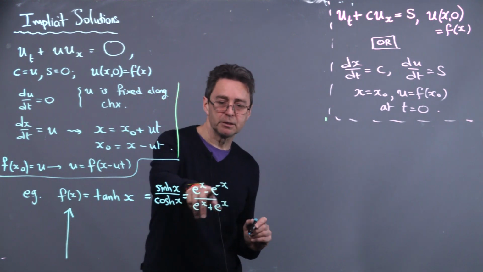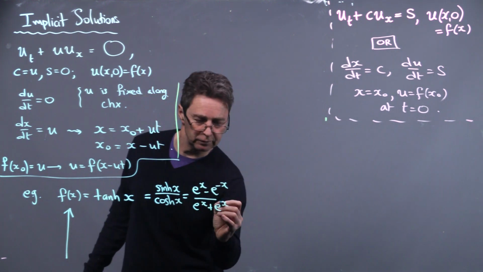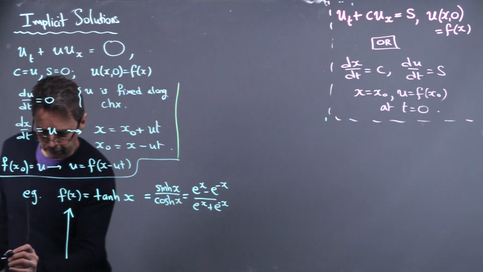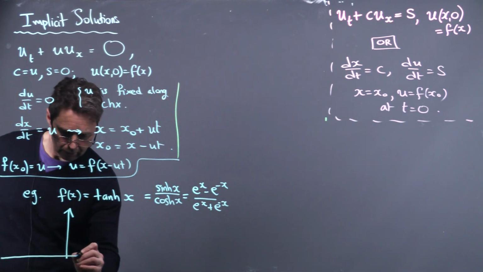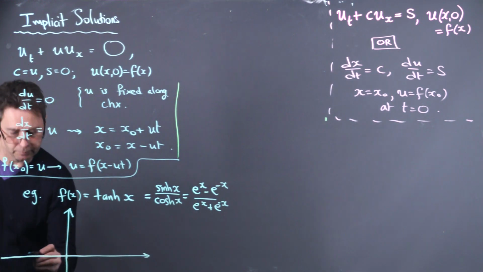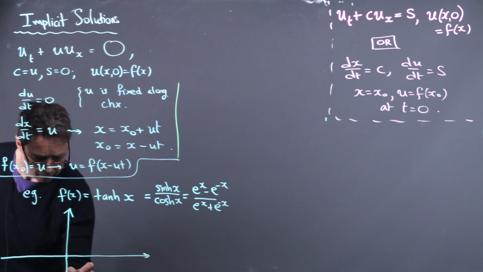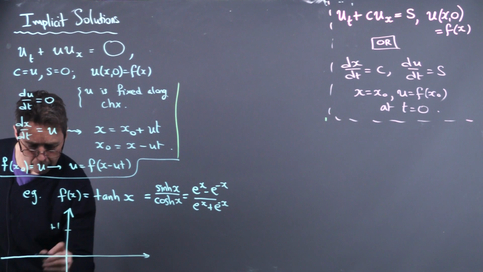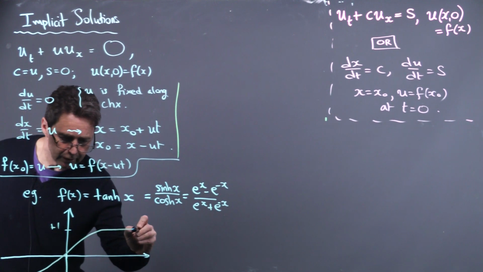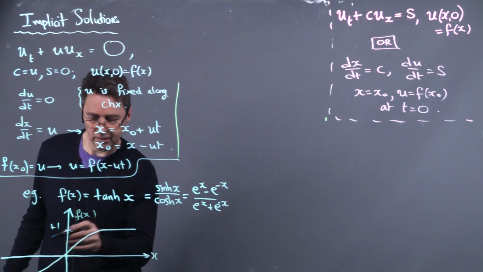Sinh is e to the x minus e to the minus x over 2, and cosh is e to the x plus e to the minus x over 2. These hyperbolic functions are composed of exponentials. And this thing, if you plot it, it goes from -1 up to +1, and it creates a nice smooth step like that. So this is f of x. That's what it looks like.